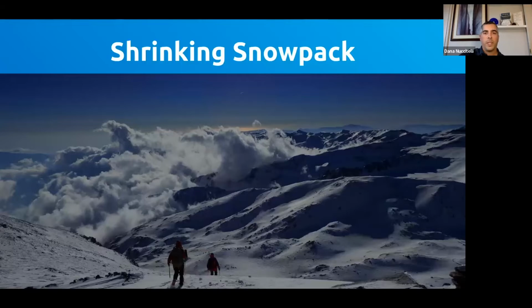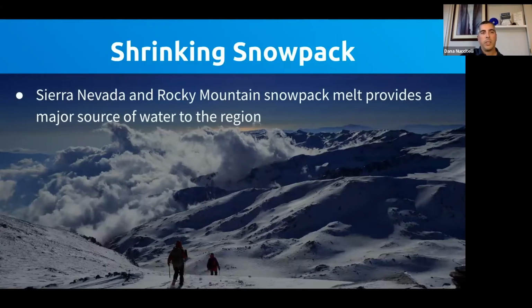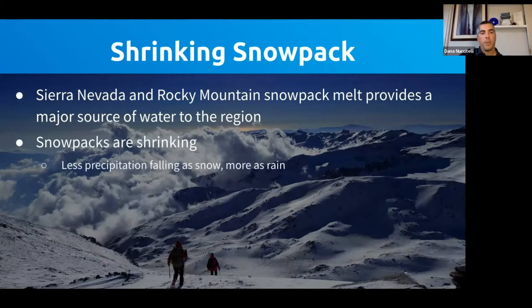And really important for us in the Southwest is our shrinking snowpack, because that's a really key source of water. Both the Sierra Nevada and Rocky Mountain snowpacks are really important for refilling our reservoirs in the summer months when we're not getting much of any rain. But of course, those snowpacks are shrinking for 2 main reasons: because we're getting less precipitation falling as snow, more as rain, as temperatures are not cold enough to form snow as often. And the snowpack is also melting earlier in the year because temperatures are hotter earlier in the spring months. So the snowpack just doesn't last as long. And once we get into the summer and all the snow is melted, then we don't have that source of water anymore.